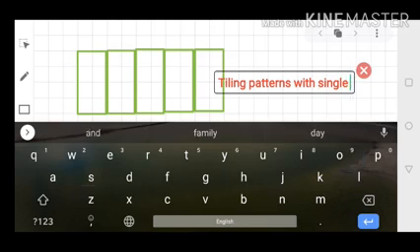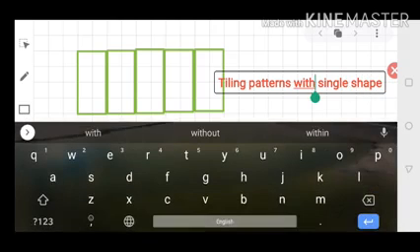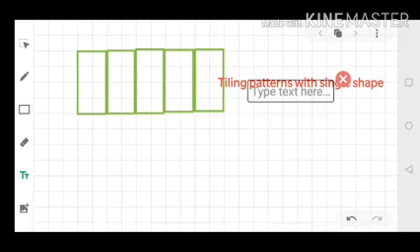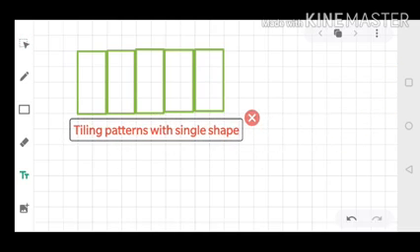Yes, this is a tiling pattern with a single shape, isn't it? See here, this is a tiling pattern using a single shape. Now we are going to make a tiling pattern with two different shapes. Shall we make it? Let's try and make it.